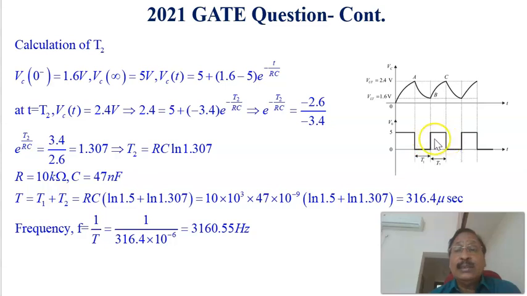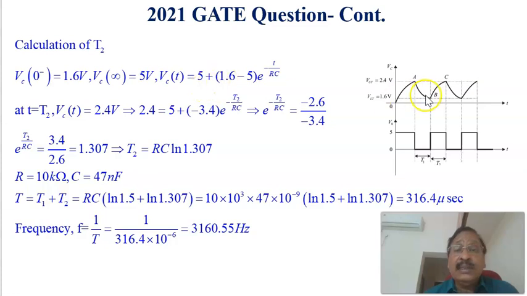Now we have to calculate T2, the time in which the capacitor is charging from 1.6 volts to 2.4 volts. Therefore, at time T2, Vc(t) equals the voltage at that time, which is 2.4 volts. In that case, we can substitute in that equation. Again, the capacitor voltage at any time is equal to Vc at infinity plus (Vc at 0 minus Vc at infinity) e raised to minus t by RC. Same equation as we have seen here.